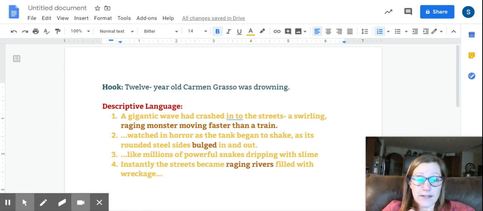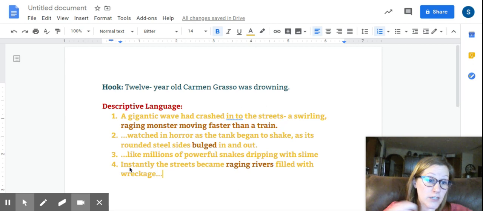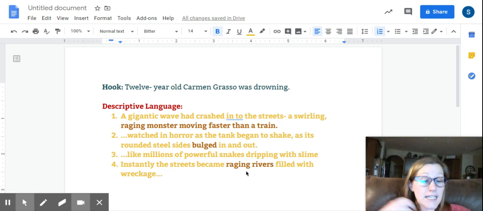And then the last one that I chose to include was, "Instantly the streets became raging rivers filled with wreckage." Again, another metaphor, very strong language, comparing the streets to raging rivers. So I'm going to keep these things in mind as I go to draft my intro to my story. So, again, use figurative language, use descriptive language, use exciting words to really captivate and draw your reader in.